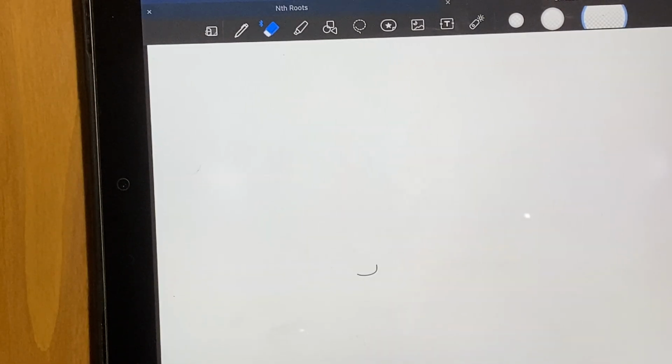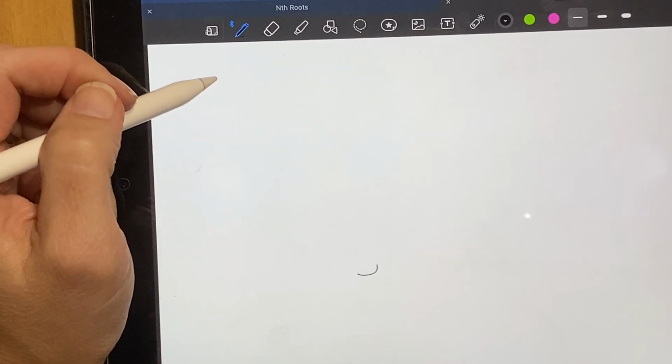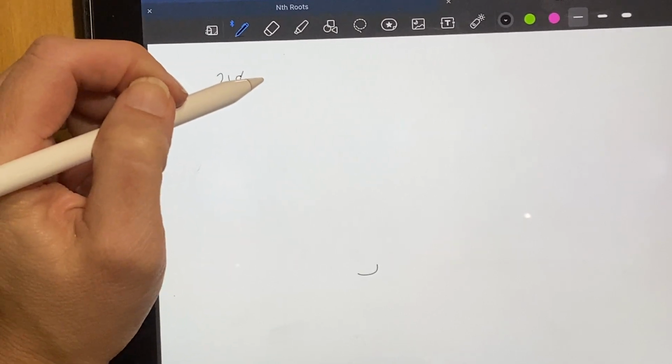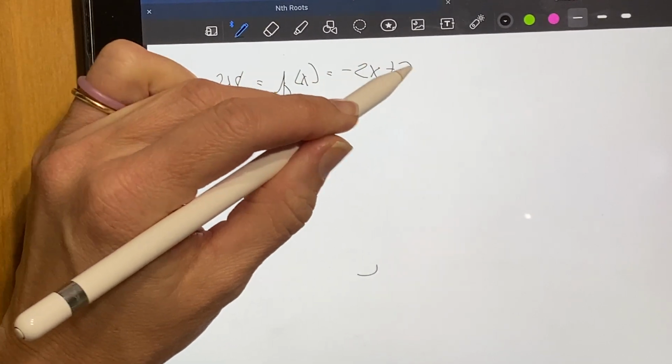Now, for 48 through 56, it says graph this function and then use the graph to determine whether or not the inverse of f is a function. So this is not asking you to find the inverse, it's just asking you to graph it and then decide. So for 48, it tells us f of x equals negative 2x plus 3.